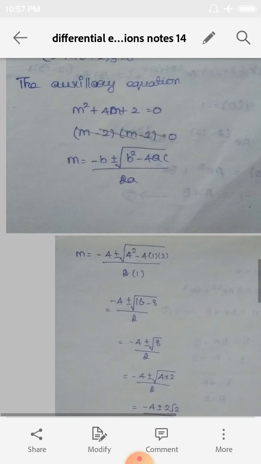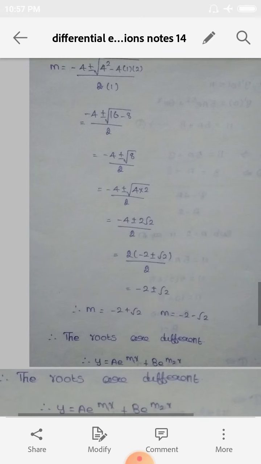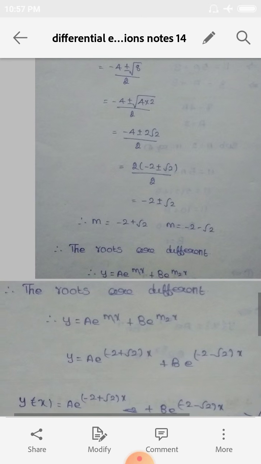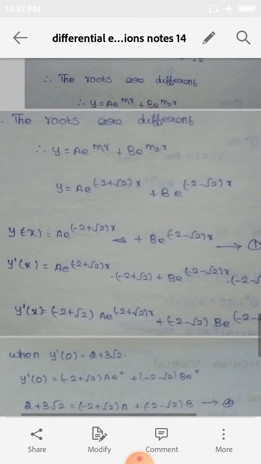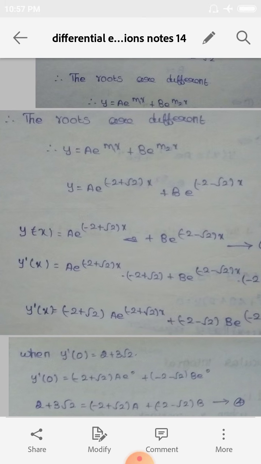So we have to use the formula method to find the complementary function. Here the roots are minus 2 plus root 2 and minus 2 minus root 2. That is, the roots are real and distinct. So this is of the first type, that is y is equal to a e power m1x plus b e power m2x. So what is this complementary function? Y is equal to a into e power minus 2 plus root 2 x plus b into e power minus 2 minus root 2 x. Mark it as equation number 1, that is y of x.